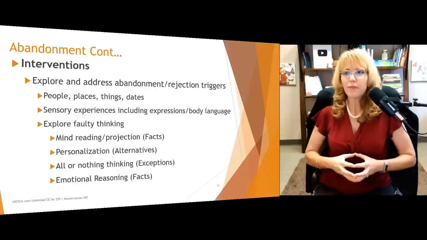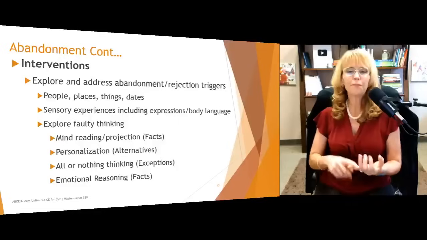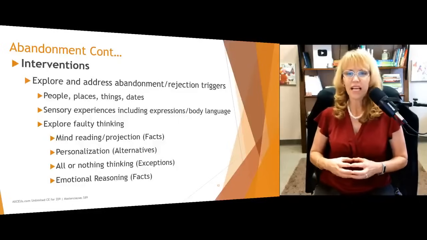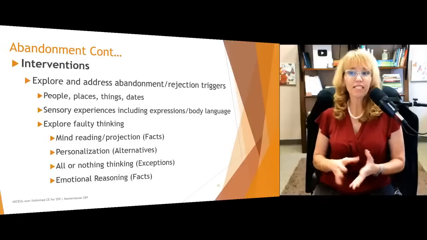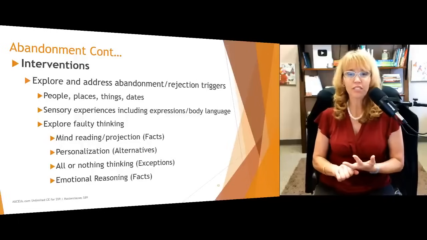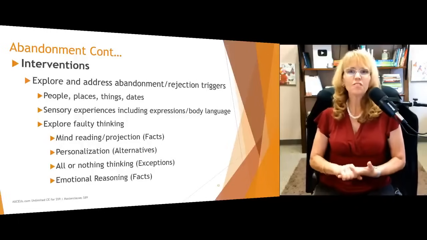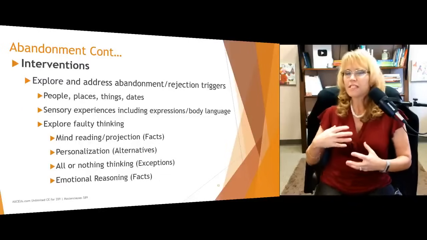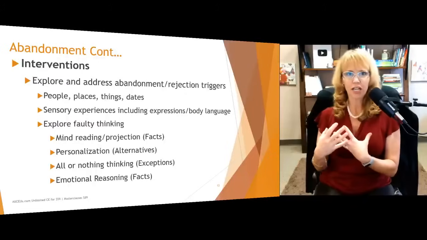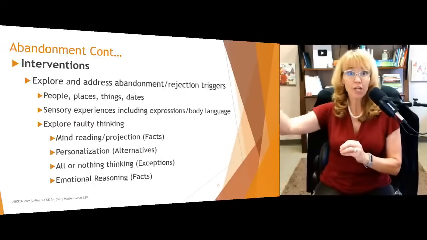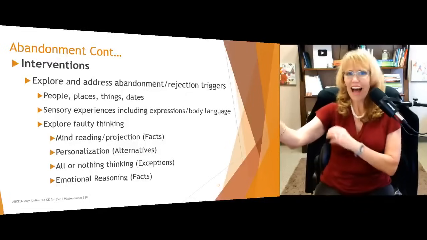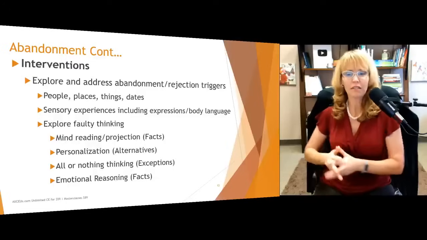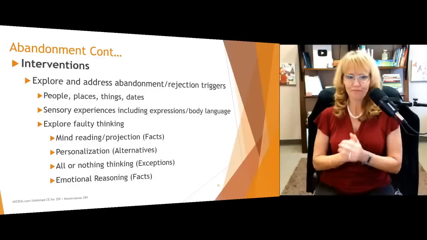Explore and address abandonment and rejection triggers. People, places, things, dates. What are those rejection triggers? Identify sensory experiences, including expressions and body language. And explore faulty thinking, like mind reading or projection. So if somebody makes a particular facial expression, I'm assuming I know what they're thinking. That's mind reading. I don't know that. It's important that I get the facts. When they make that facial expression, what exactly are they saying?